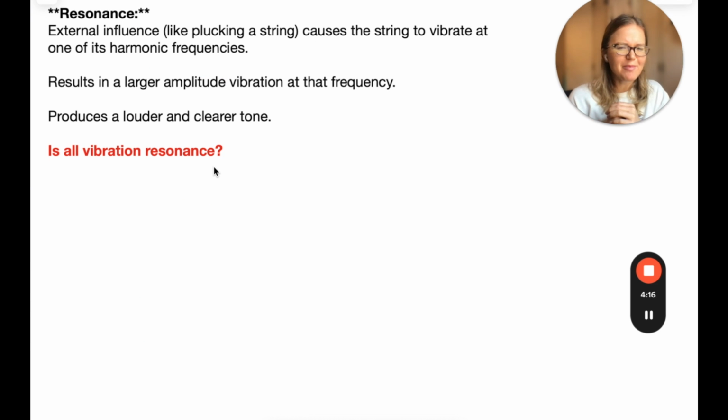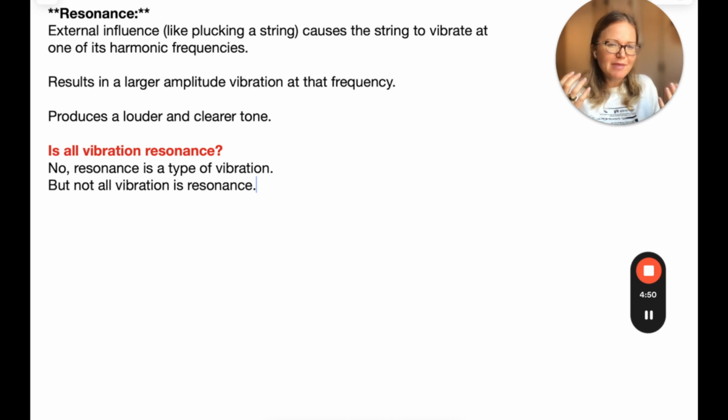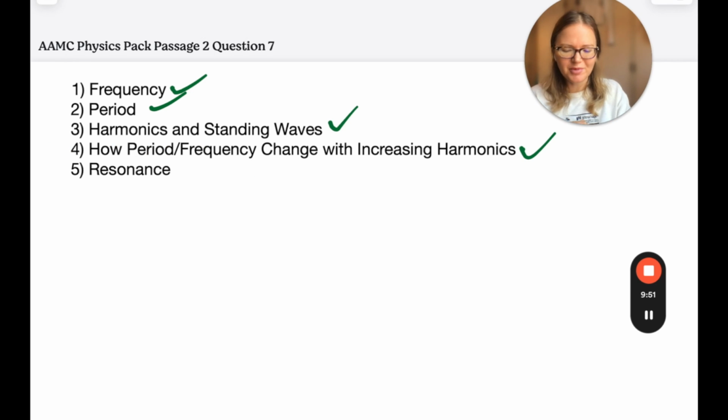So question to recap here, is all vibration resonance? No, resonance is a specific type of vibration where you end up in a signal that has a larger amplitude, but not all vibration is resonance. You can have vibration that's at a frequency that doesn't match a harmonic frequency, and then that would not be resonance. Okay, so that was a quick recap of what resonance is.